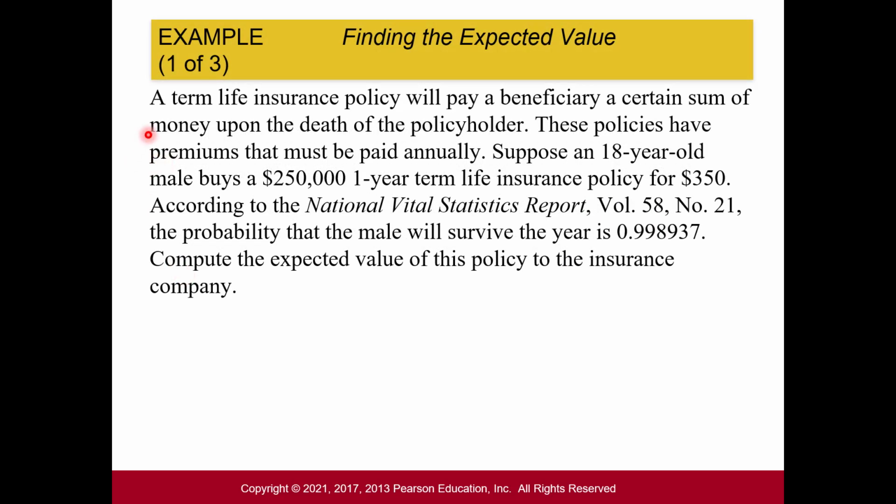Here's an example. A term life insurance policy will pay a beneficiary a certain sum of money upon the death of the policy holder. These policies have premiums that must be paid annually. Suppose an 18-year-old, Mel, buys a $250,000 one-year term life insurance policy for $350. The probability that Mel will survive the year is 0.998937, about 99.9%. Compute the expected value of this policy to the insurance company.